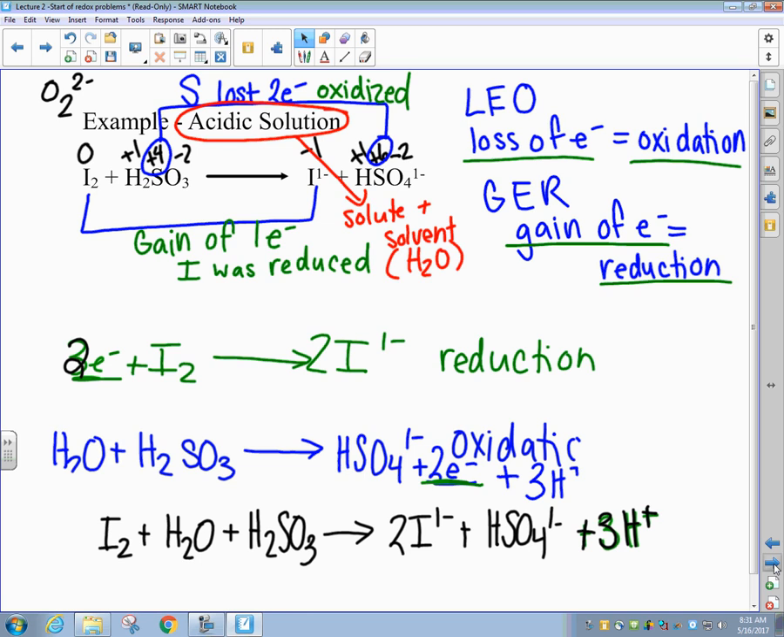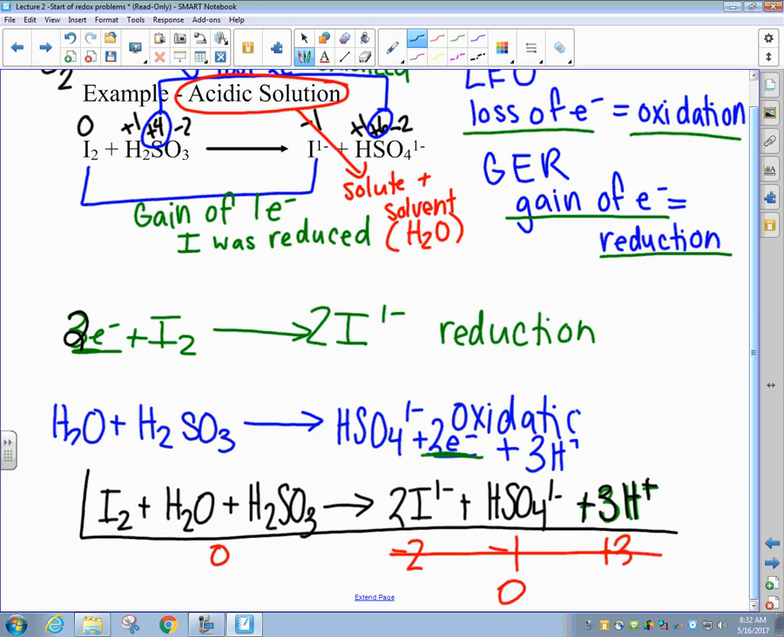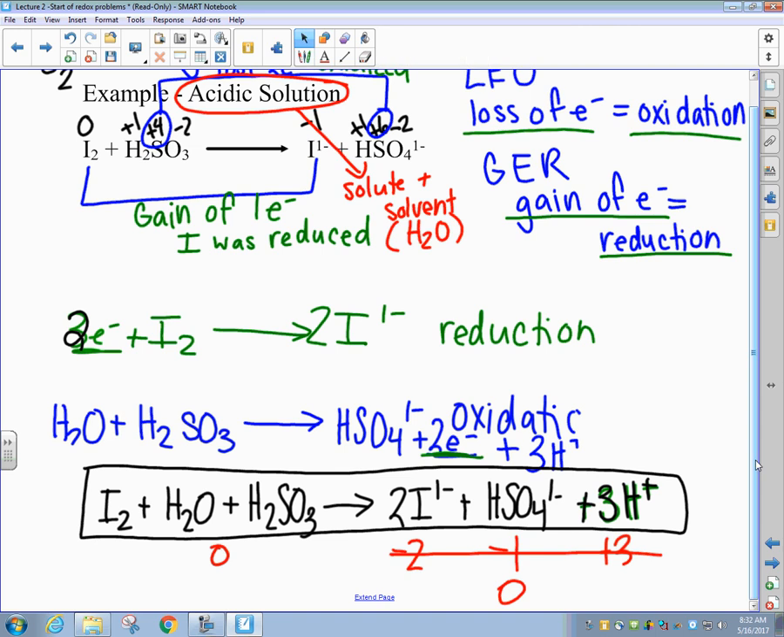In terms of our charge, we have an overall charge of 0 on the left, since all our molecules are neutral. And on the right, I have 2 times the -1, so that's -2. This is -1, and this is +3. So overall, on the right, we end up with a neutral charge as well. Okay. That is it, guys. Your answer to balancing this redox reaction in acidic solution is this right here, what we've boxed in. Nice job.